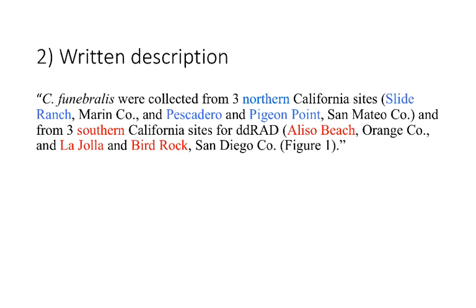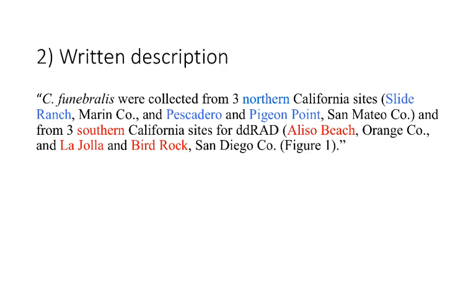Along with that sampling map, we also want to include a written description. This is an example, again, from that poster example template I showed at the beginning, a poster I've actually presented before. It might say something like Sipha nebralis, which is the species you're working with, were collected from, in this case, 3 Northern California sites. You list those sites, and from 3 Southern California sites, you list those sites.